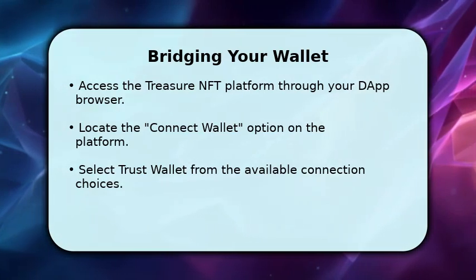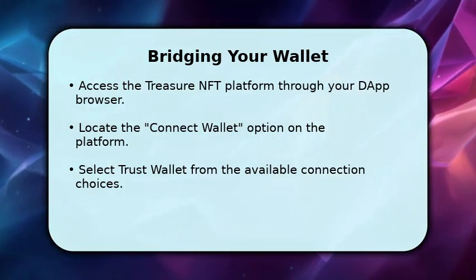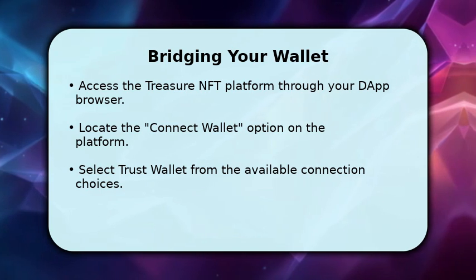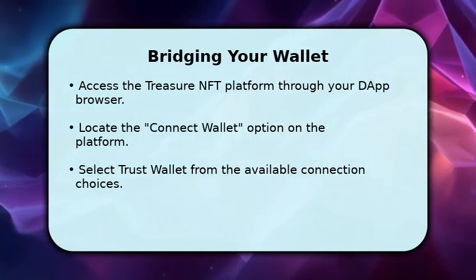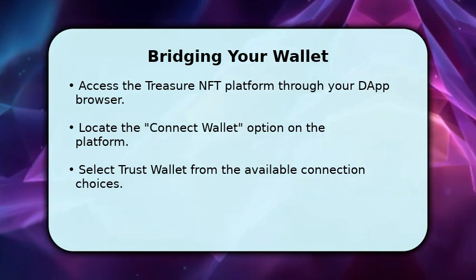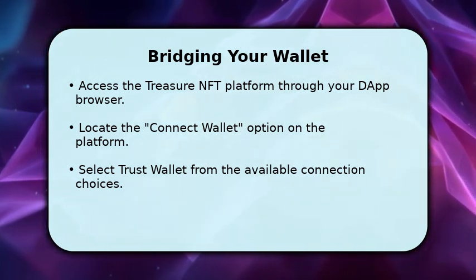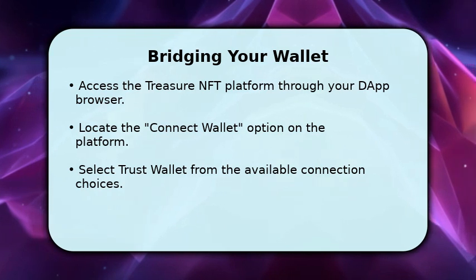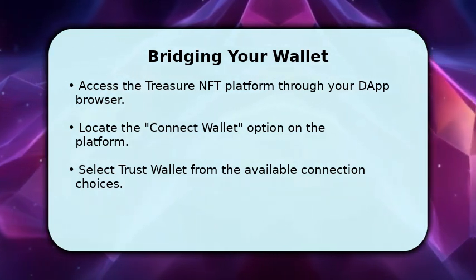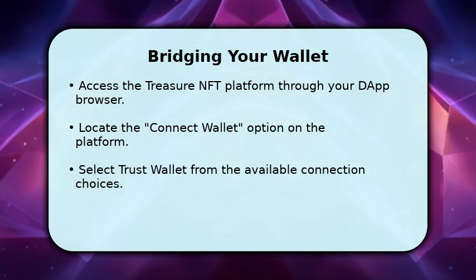Once you are on the Treasure NFT platform via your Trust Wallet's DApp browser, look for the Connect Wallet button, usually found in the top right corner. Click this button, and a list of compatible wallets will appear. Choose Trust Wallet from this selection. This action will prompt a connection request within your Trust Wallet, which you will need to approve to proceed.